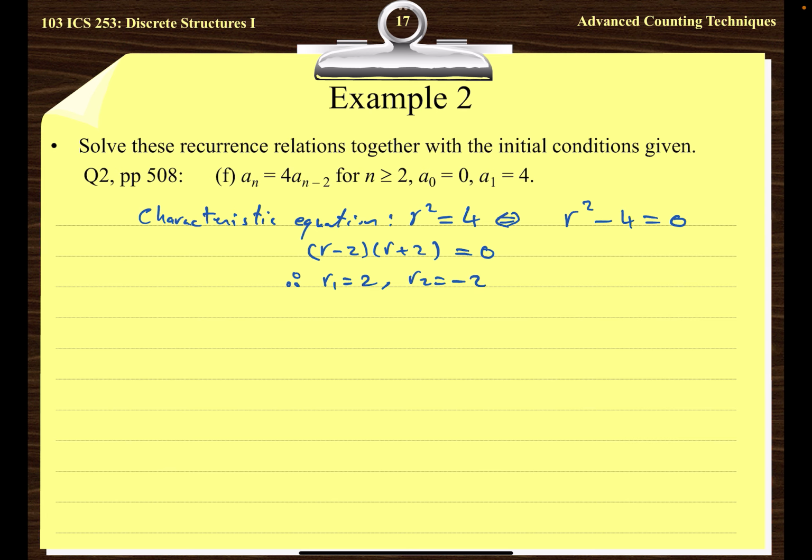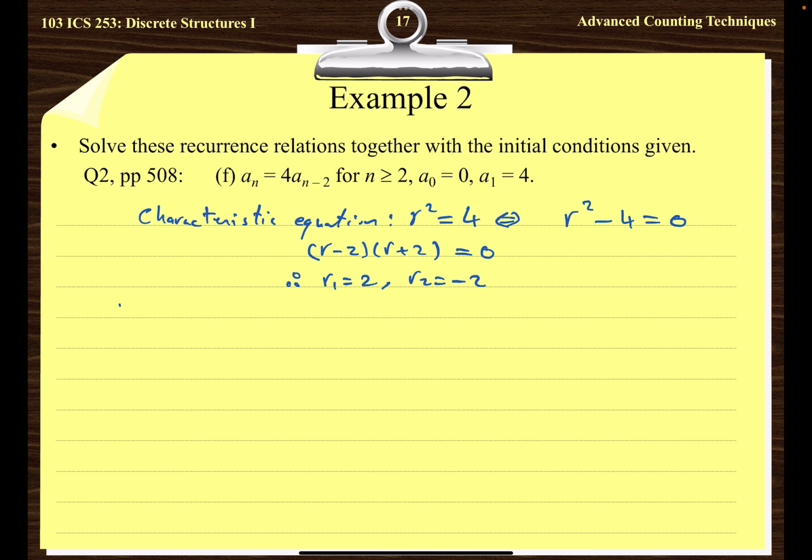Does it matter if I say R1 equals, for example, minus 2 and R2 is equal to 2? It will not matter because the alphas will basically change, so we will finally get exactly the same solution. So R1 is equal to 2, R2 is equal to minus 2. Which theorem do we use, 1 or 2? We're going to use theorem 1 because we have distinct roots.